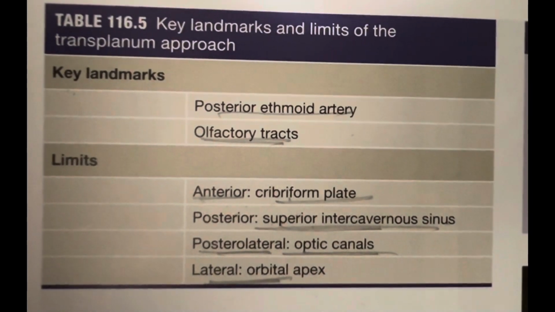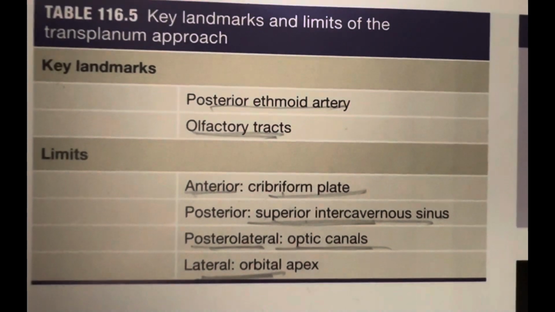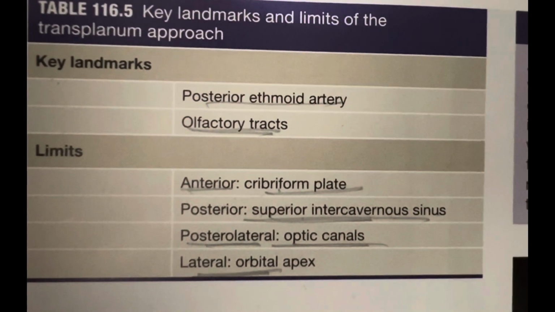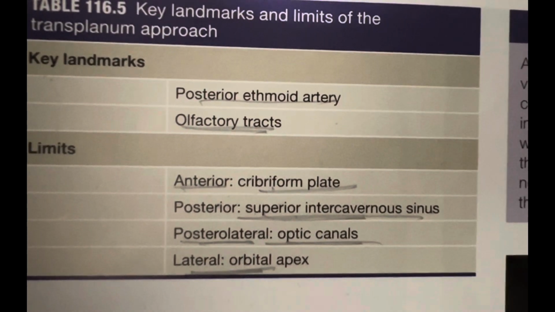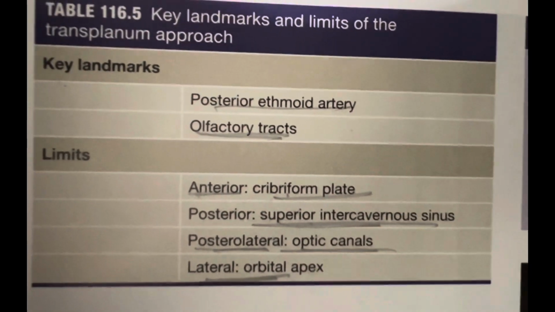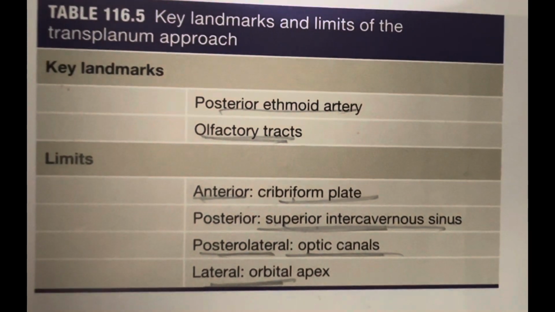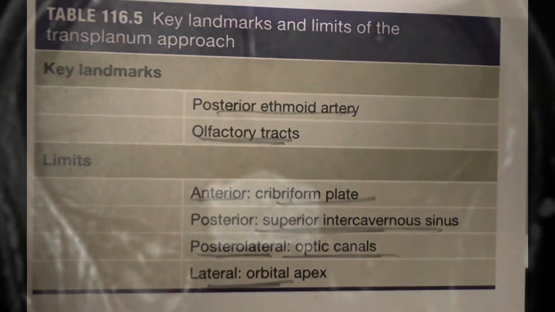The transplanum approach provides access from the cribriform plate anteriorly to the tuberculum posteriorly. The planum forms the roof of the sphenoid sinus and is bounded posteriorly by the optic canal. Limits are: anteriorly, the cribriform plate; posteriorly, the superior intercavernous sinus; posterolaterally, the optic canals; and laterally, the orbital apex. So, this transplanum approach is sometimes used in isolation for intracranial meningioma. It may be combined with a sellar or suprasellar approach for suprasellar lesions like pituitary tumor or craniopharyngioma.